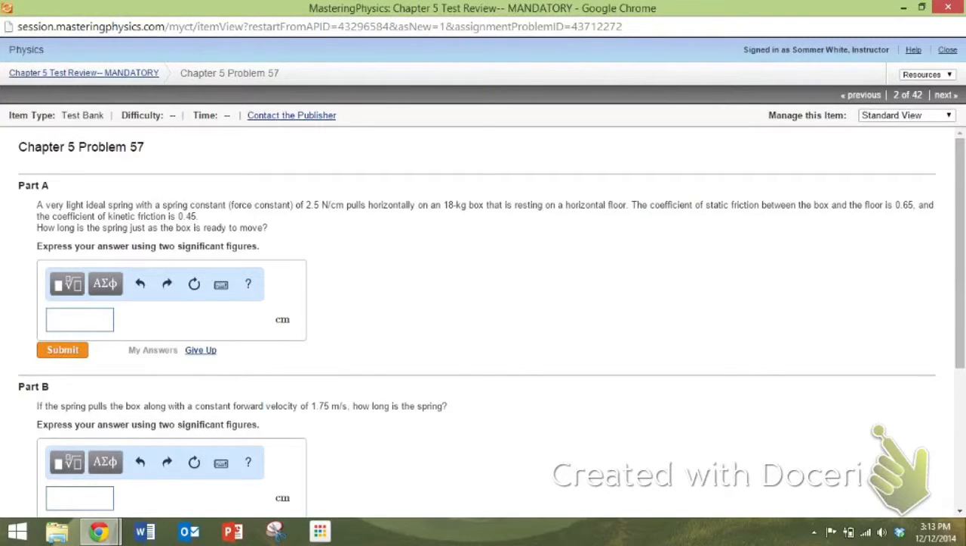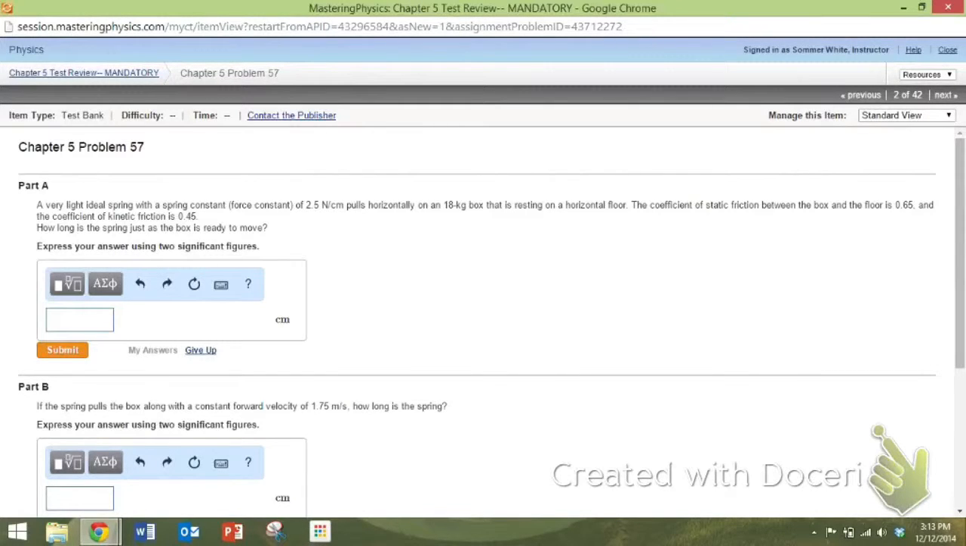Working with some more spring problems, we're going to start with a very light ideal spring with a spring constant of 2.5 newtons per centimeter, pulling an 18 kilogram box resting on a horizontal floor. The coefficient of static friction is given at 0.65. We're also given the coefficient of kinetic friction. We want to know how long the spring is just as the box is ready to move.